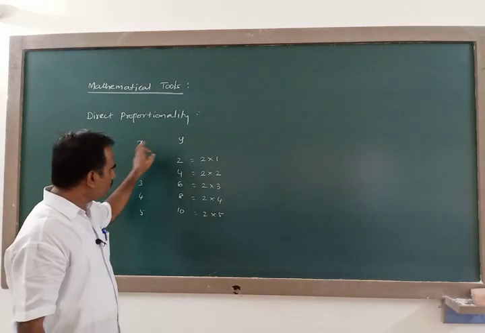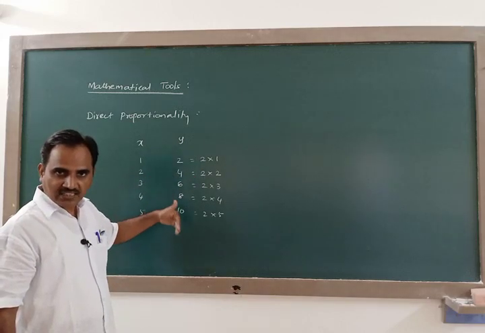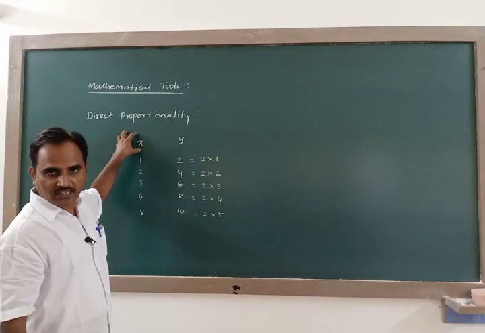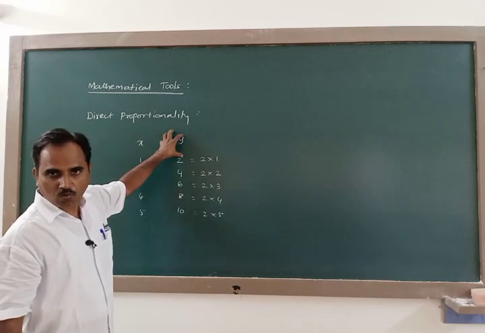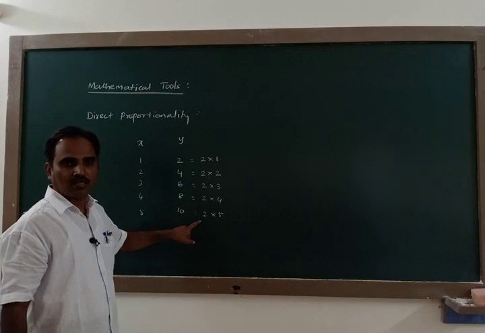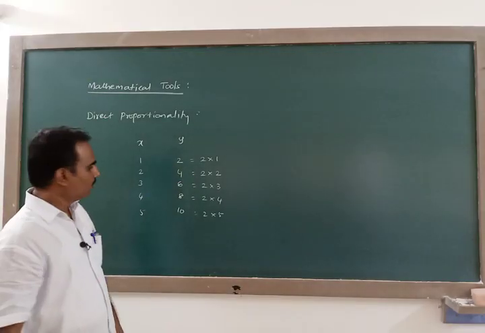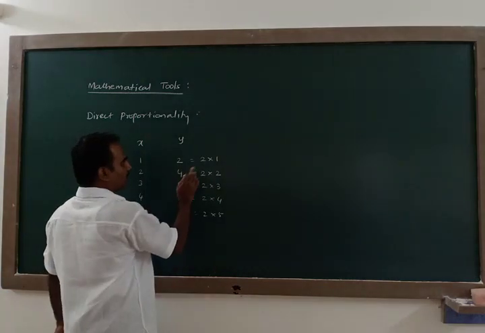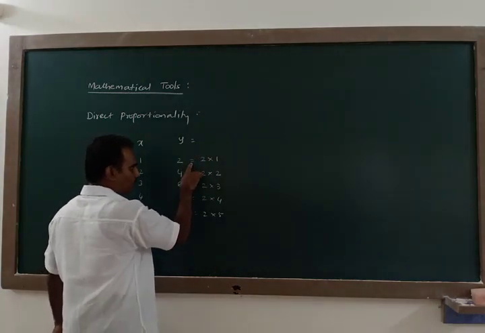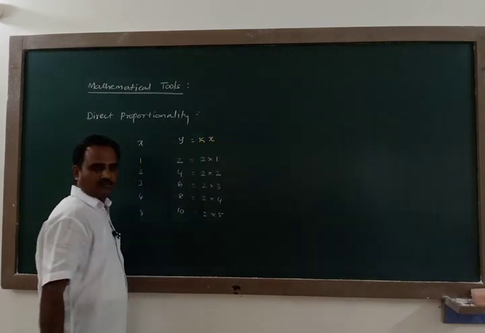So between two physical quantities, when the variation is like this, that means when one quantity increases, the other quantity also increases by a constant factor, then they are said to be directly proportional. So here this y can be equal to this constant k into x.